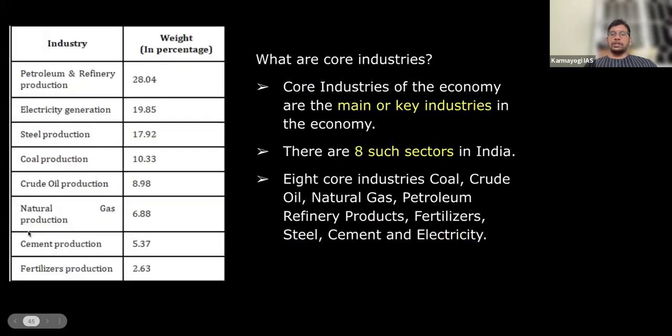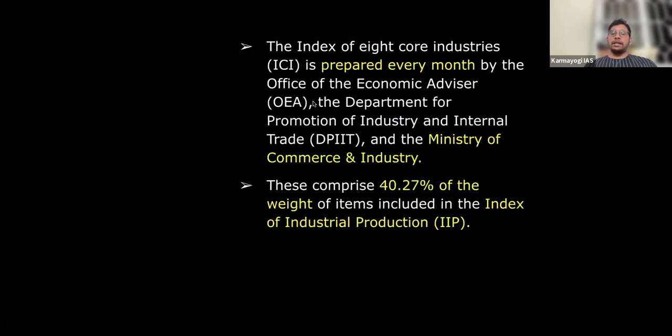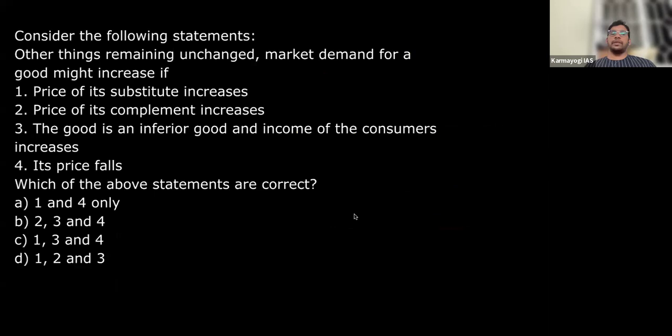So yes, these are the 8 core sectors, estimated every month to know whether they are performing well or not. This is released by DPIIT, Department for Promotion of Industry and Internal Trade under the Ministry of Commerce. Together they consist of 40.27% of the total industrial production in India. All right. Next, we see 2 previous year questions.